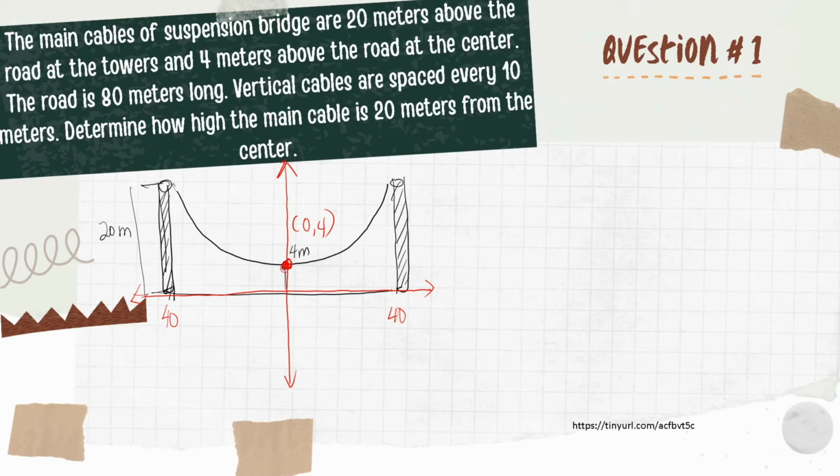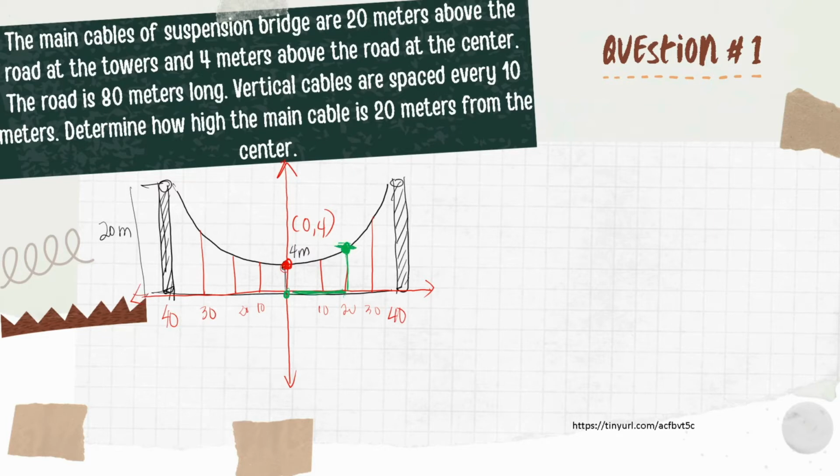Vertical cables are spaced every 10 meters. So, every 10 meters, we have 4, both ways, both directions: 10, 20, 30, 40. Determine how high the main cable is 20 meters from the center. So, if this is our center, then 20 meters from the center, this point has an x-coordinate of 20, and its y-coordinate will be the height of the cable from that horizontal distance. That height is what we are looking for.